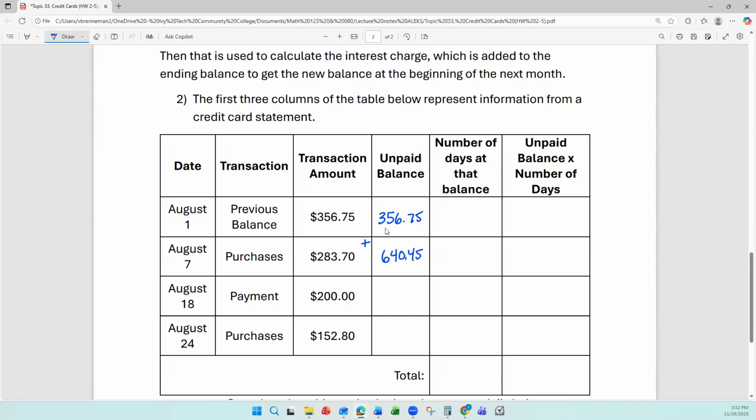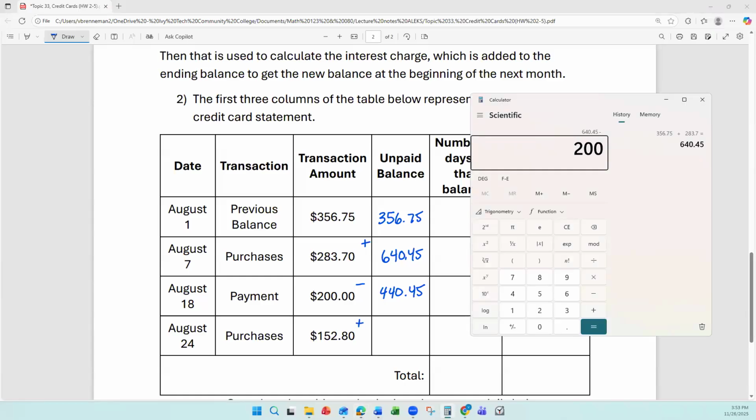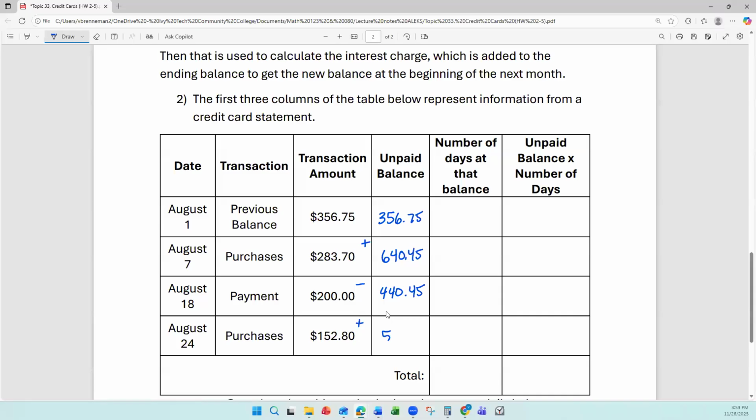Then there's a payment, so that gets subtracted. So that leaves 440.45, and then more purchases get added. So subtracting the 200 and then adding the 152.80, ending up at 593.25.